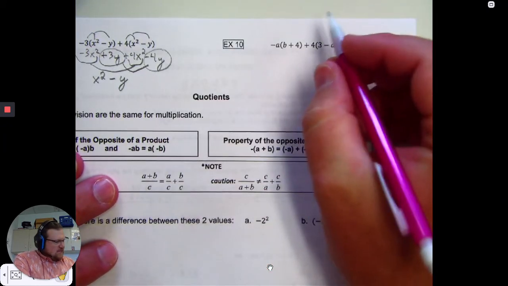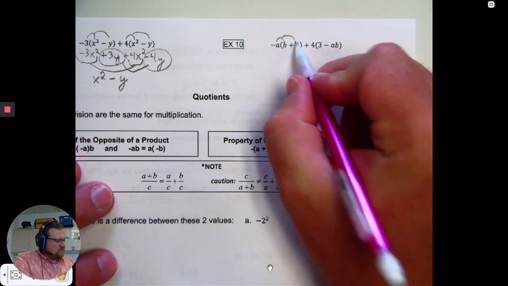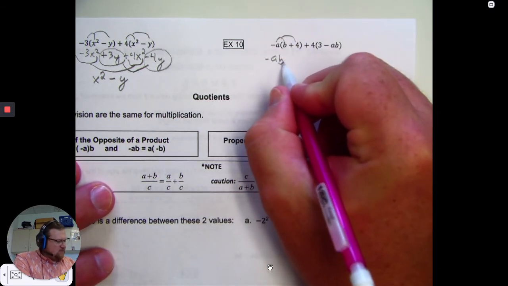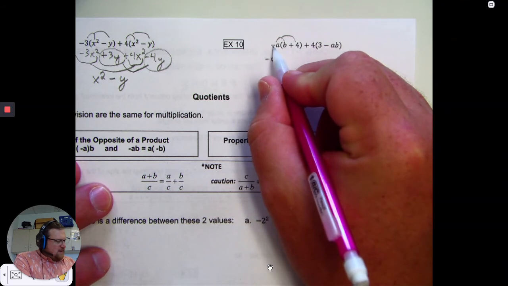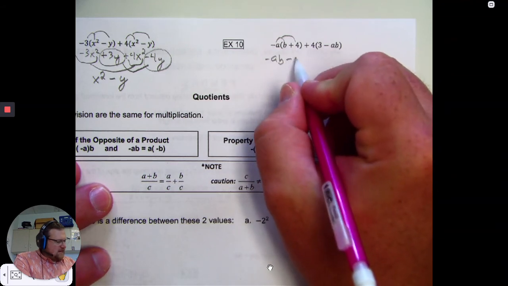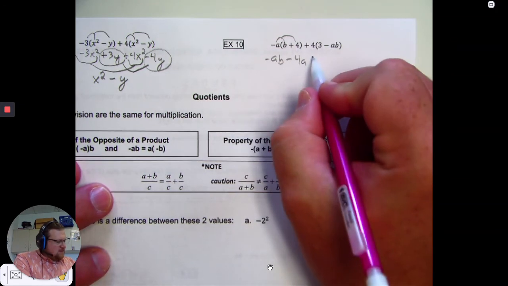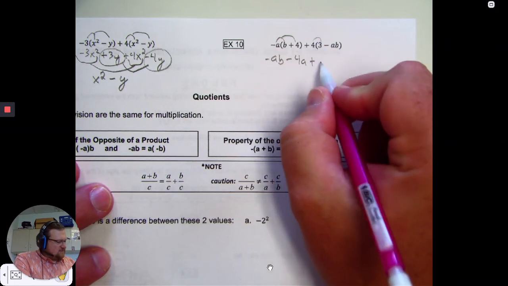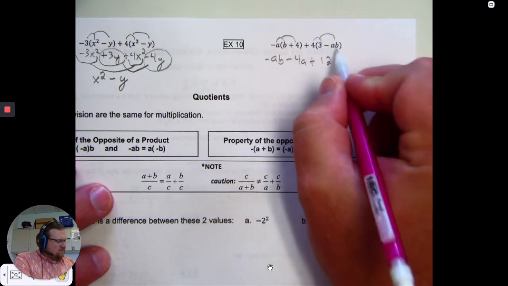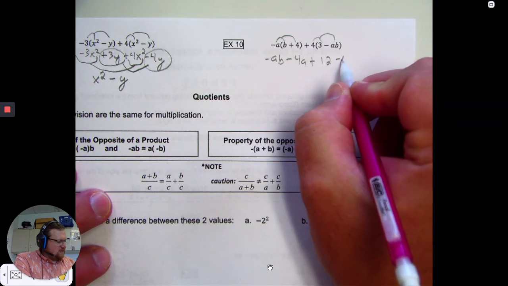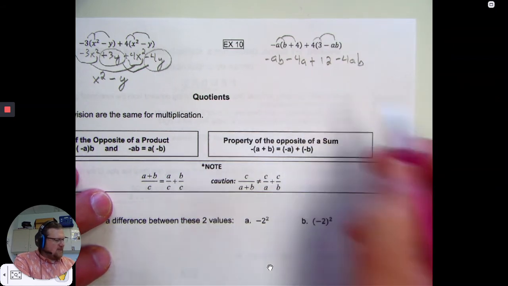Okay, example 10 here, we multiply each one of these by negative a. That's a negative ab. Now we have a negative and a positive, so that's leaving us with a negative 4a plus 4 times 3 is 12, and 4 times negative ab is a negative 4ab.